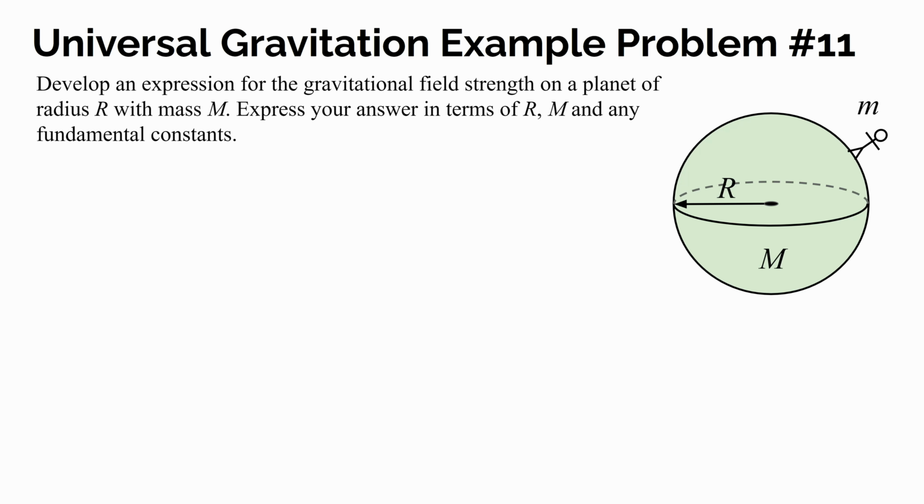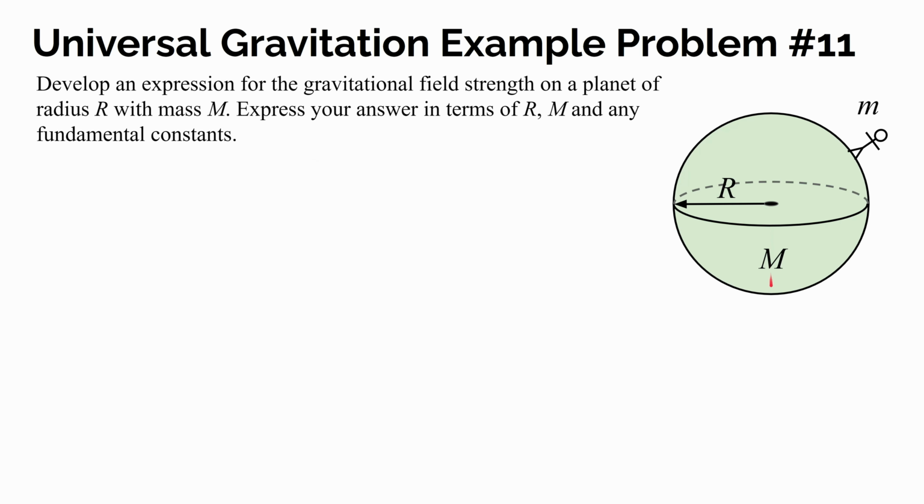The last example in this video is going to be a symbolic question. And if you're in AP Physics 1 or a college-level physics course, symbolic questions are something you have to understand and know how to solve. So here's one for you guys. The question says, develop an expression for the gravitational field strength on a planet of radius r with mass m. So we don't know the actual mass.